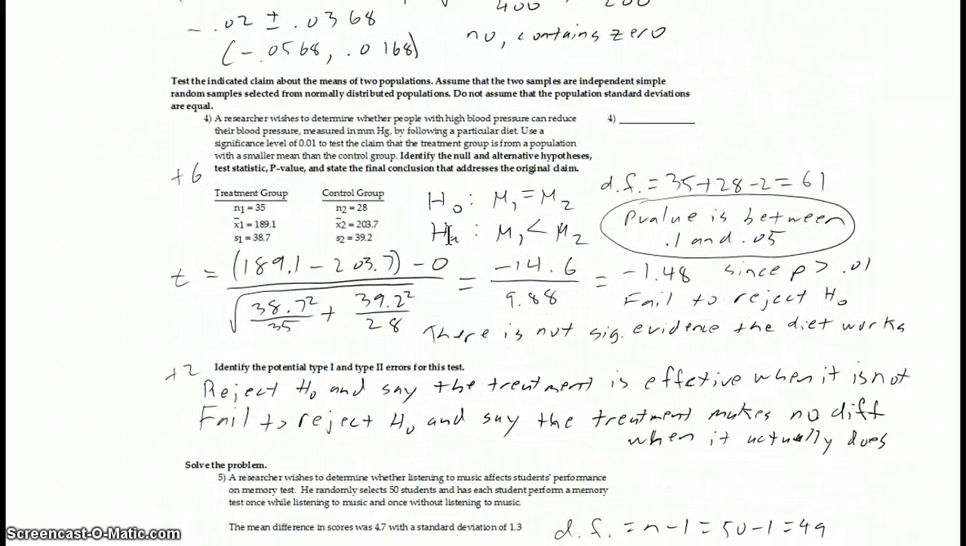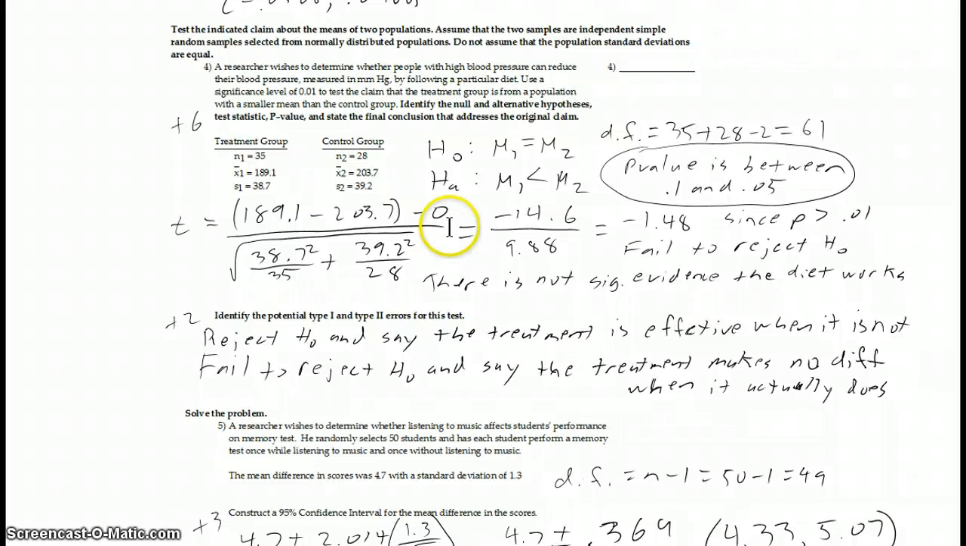Number 4, this is a difference between two means. So our null hypothesis is the means are equal. And the alternative is that the mean of the treatment group would be lower than the mean of the control group. And this would be lower average blood pressure. So essentially, is the treatment actually being effective? Is it lowering blood pressure?